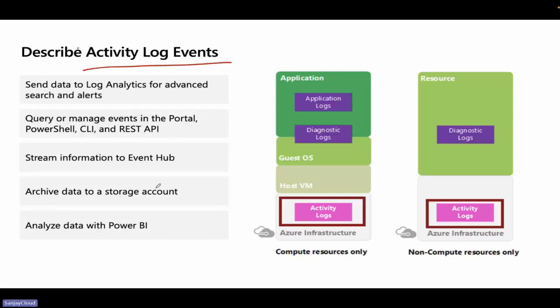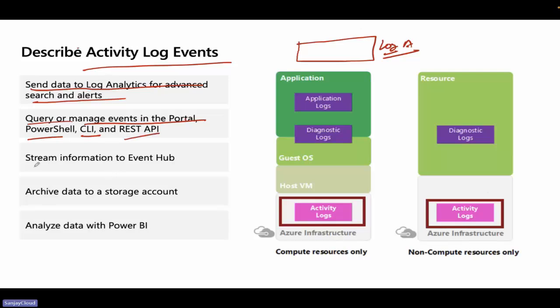Describe activity log events. Send data to Log Analytics for advanced search and alerts. Whatever logs you are generating, you will ingest into a storage, and that storage is known as Log Analytics, where you will store your data. By storing data in Log Analytics, we would be able to query it. You can query or manage events in the portal, through PowerShell, CLI, or using REST APIs. Stream information from events to Event Hub as well. Whatever data you are collecting, you can stream to Event Hub. Archive data to a storage account. Analyze data with Power BI, where you can create your dashboards.